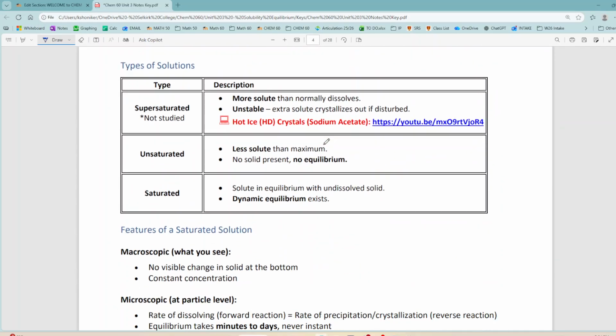So what type of solutions can we form? Well, there's 3 types of solutions that we will be looking at. The first one being supersaturated, which we're looking at here, but we're not going to actually do any math on. And this is when you have more solute than normally dissolves. So you'd have more salt dissolved, so more ions than the solution should theoretically hold. It's incredibly unstable. And if you disturb it at all, it will crystallize. And I've got this really cool video of this happening.